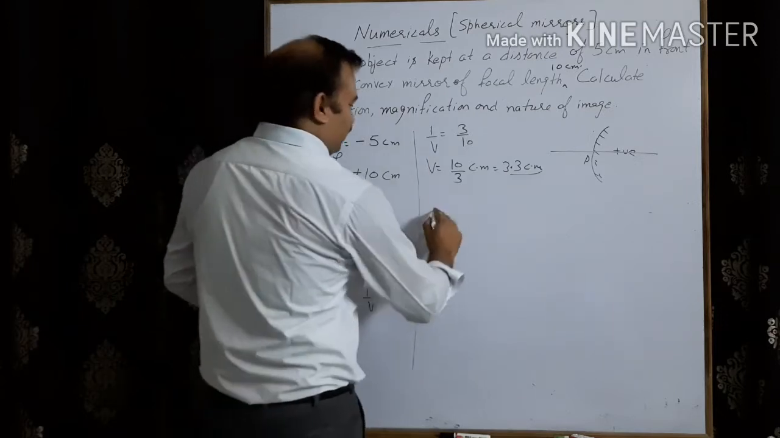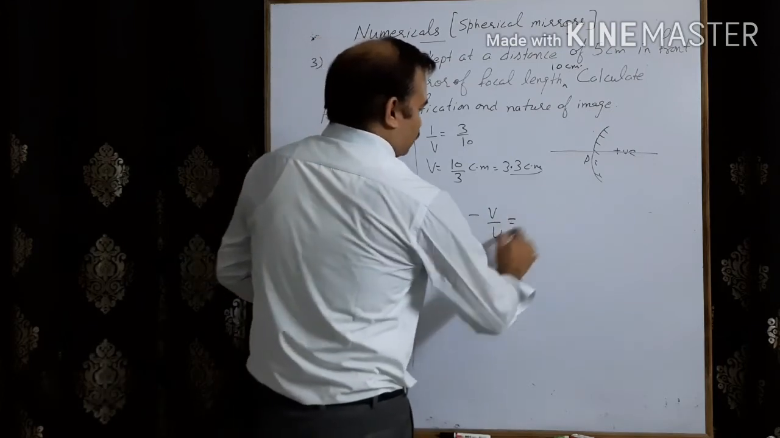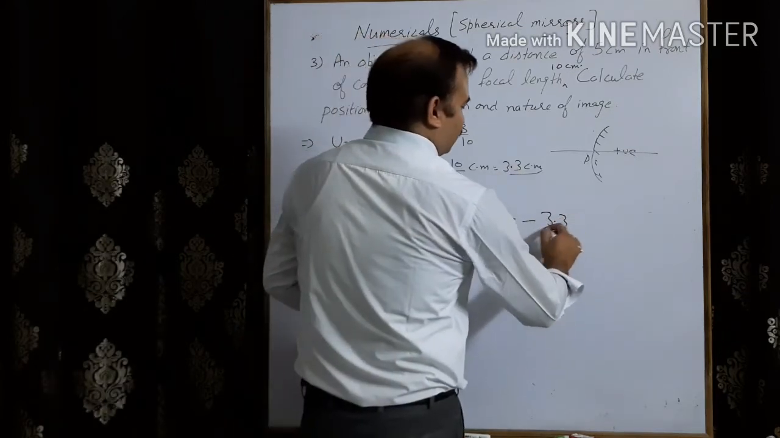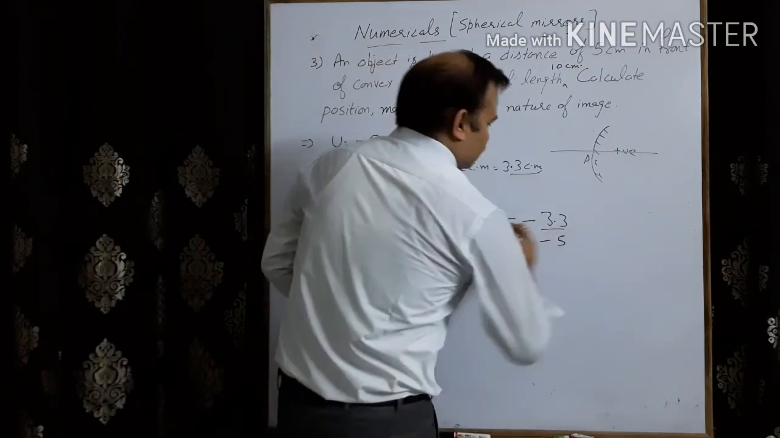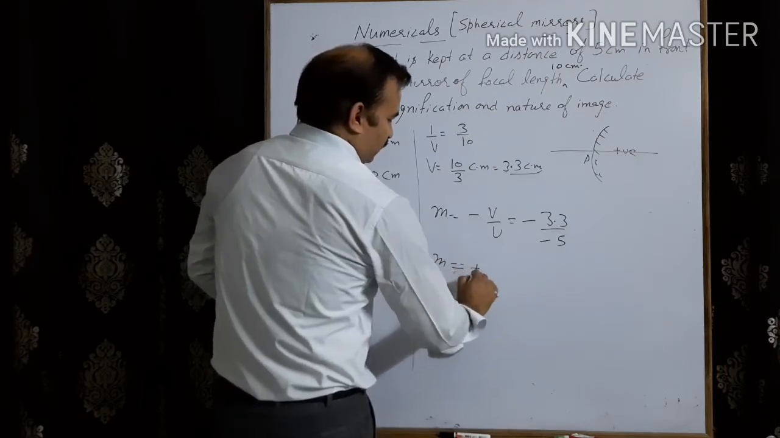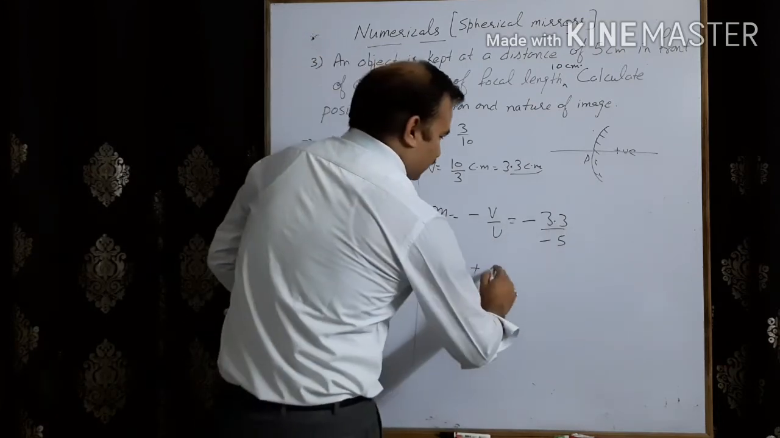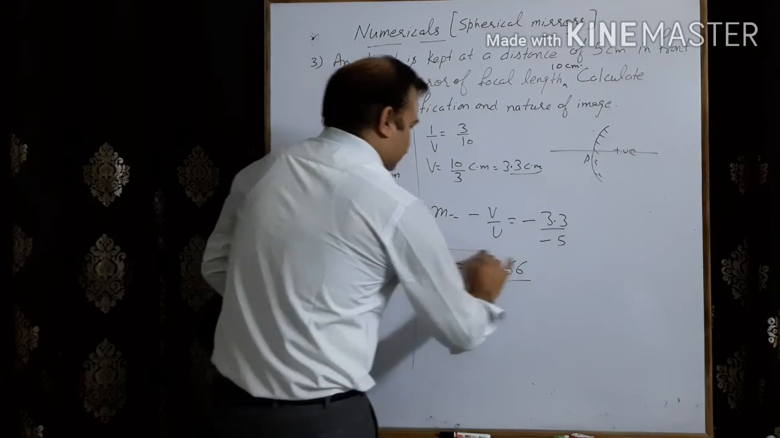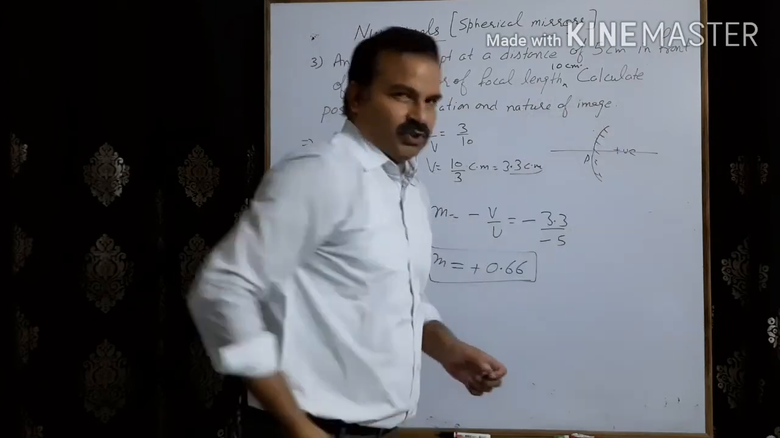Now let's find the magnification m. So magnification is equal to minus v by u. Fine. What is v? That is plus 3.3. And what is u? U is minus 5. So this is minus 5. Minus and minus makes plus. And when we divide 3.3 by 5, we get 0.66. Now again, as the magnification is plus, so image is a virtual image.